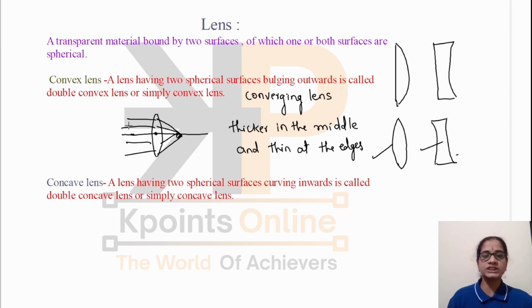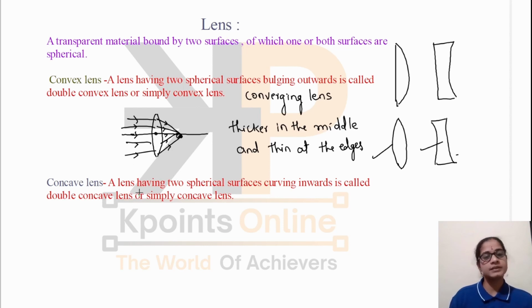Why is it called a converging lens? Because whenever a parallel beam of light is incident on this type of lens, the rays of light are refracted to meet at a single point. That is, these rays of light will converge at a single point, because of which this lens is called a converging lens.